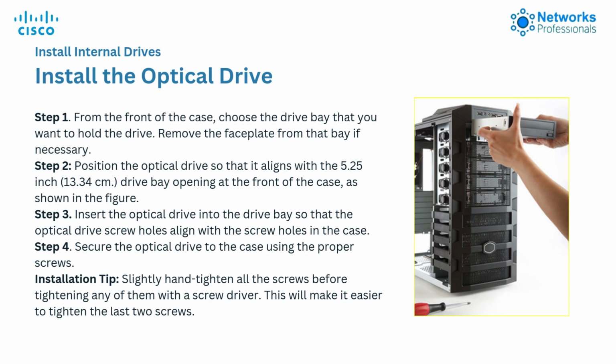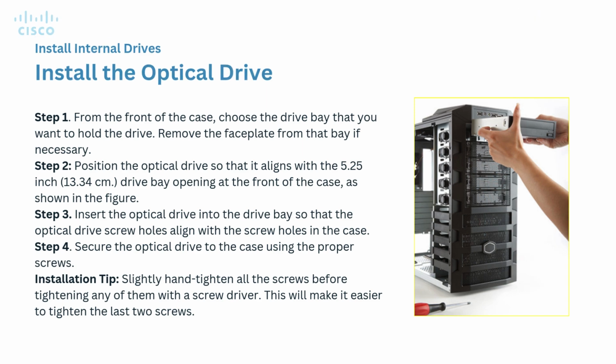Step 2. Position the optical drive so that it aligns with the 5.25-inch, 13.34 centimeters drive bay opening at the front of the case, as shown in the figure. Step 3. Insert the optical drive into the drive bay so that the optical drive screw holes align with the screw holes in the case. Step 4. Secure the optical drive to the case using the proper screws. Installation tip: slightly hand tighten all the screws before tightening any of them with a screwdriver. This will make it easier to tighten the last 2 screws.